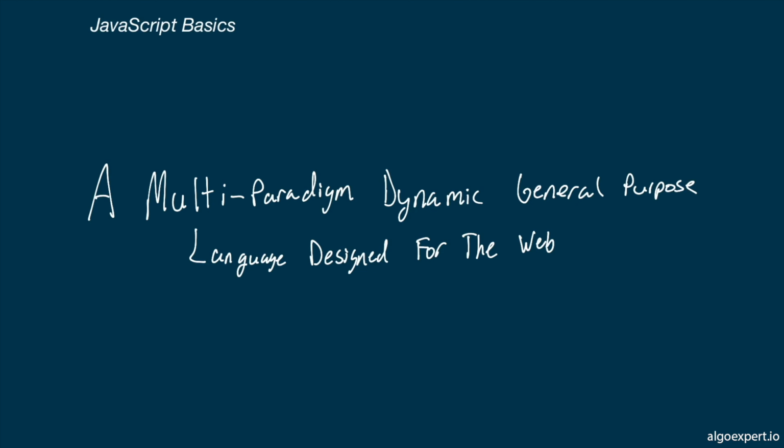In this video, we'll be going over the basics of JavaScript, which is the primary programming language of the web. More specifically, it is a multi-paradigm general-purpose language with dynamic typing. Now that's a lot of jargon, but don't worry too much, we will break all of this down throughout this video and the rest of the crash course.